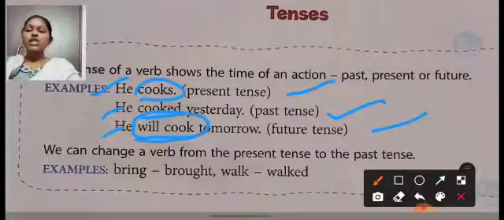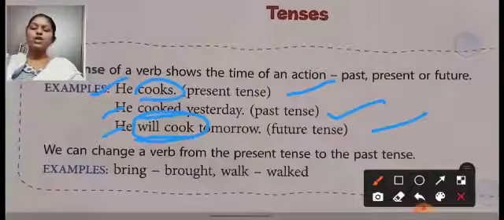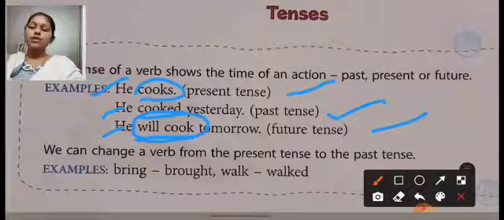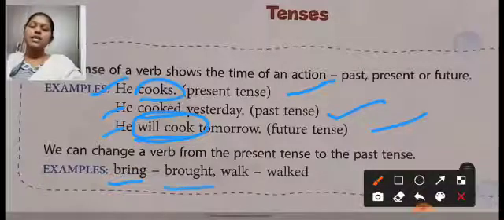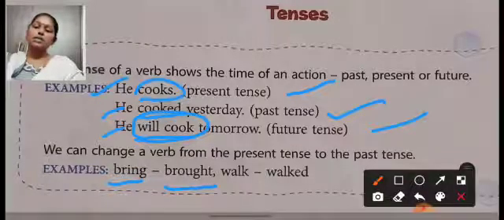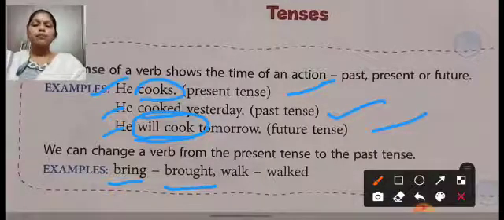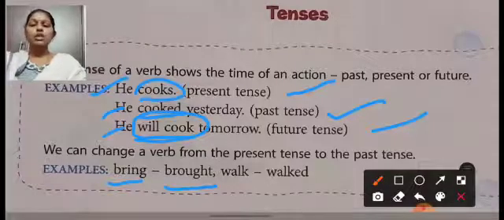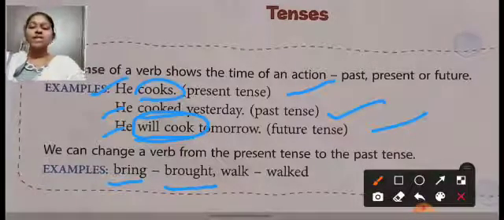And we can also change the verb. That's what we learned here. Cook, cooked, will cook. We can change a verb from the present tense to the past tense. They are called verb forms. So here you see in present we use bring or brings, and in past it becomes brought. Walk, walked. Talk, talked. I wrote a letter yesterday. So here the word wrote represents past time.